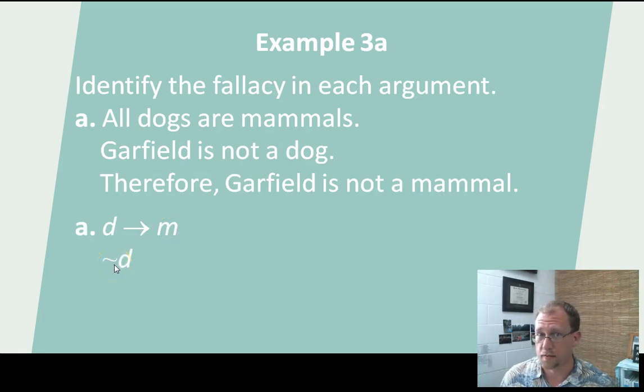Not a dog. Therefore not a mammal. Well, this is not the modus tollens. This is not going back through the contrapositive. This is the inverse, right?